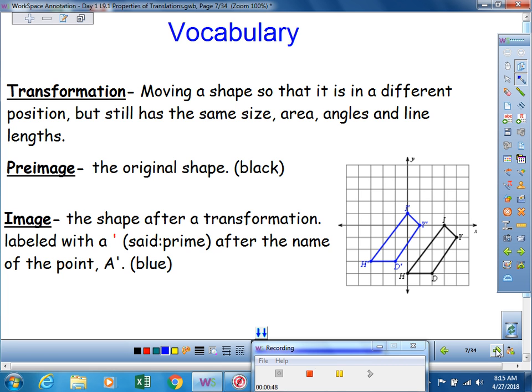So do you have this one? Yes? So the first shape that you see, the one with just the letters, that's called the pre-image. So this is the pre-image here. So think of pre, before. So this is what you start off with before you translate. And then the image is the shape after the transformation, labeled with a little apostrophe, and you call that a prime. After the name, the point, it would be like A prime. And then, so this would be your image.